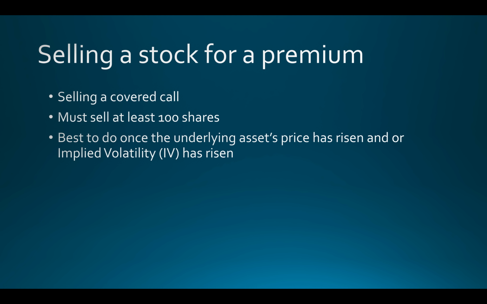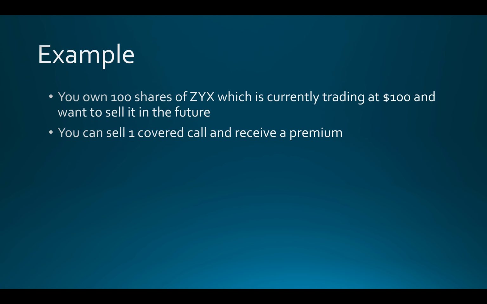And it's best to do this once the underlying asset's price has risen and or implied volatility has risen. And this is also beneficial if you have difficulty selling a stock, even if it reaches your target price. So if something is trading at 100 and you want to sell it at 105, it can be beneficial to sell a call at 105, which will force you to sell the stock at 105. So now let's say an example. Let's suppose you own 100 shares of ZYX in your portfolio.